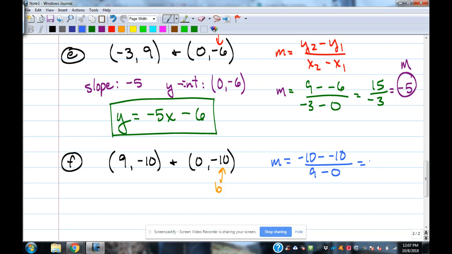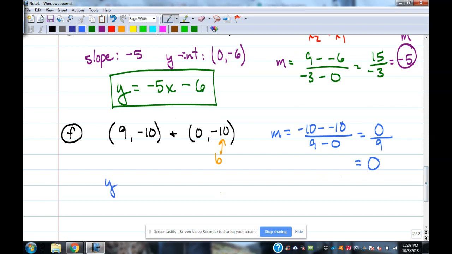What's negative 10 minus negative 10? Be 0. 9 minus 0, 9. What's 0 divided by anything? 0. So the slope of this one is 0. Okay, if the slope is 0, and we plug that in by the x, and then it's negative 10 for the y-intercept, so that's minus 10.